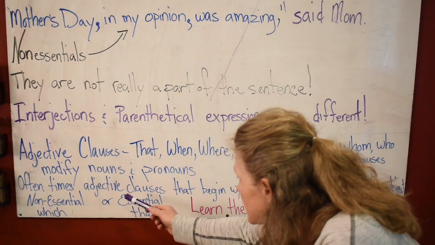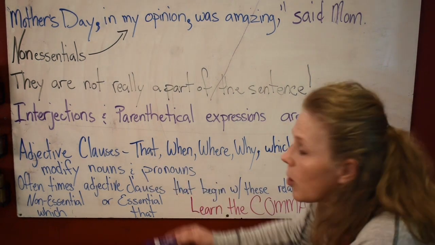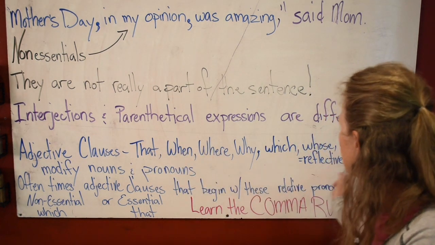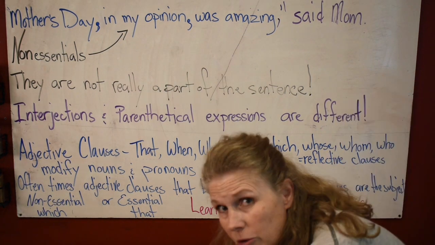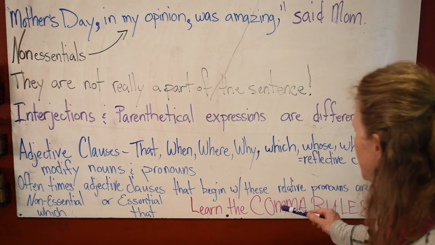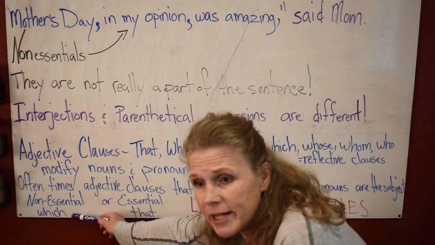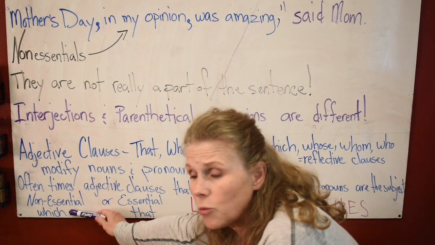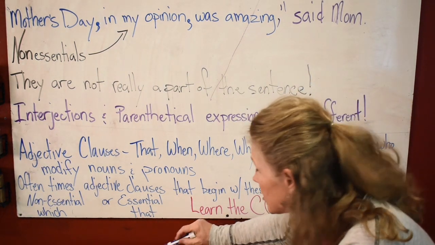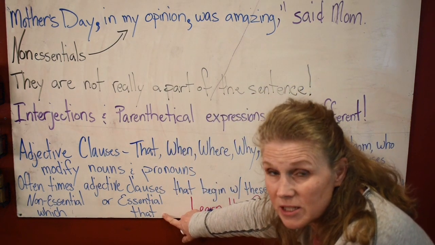But oftentimes, adjective clauses that begin with these relative pronouns are the subject. So sometimes they're the subject, sometimes they're not the subject. So just know that. When you're getting confused, what is that? We did a whole lesson over this, but I'm just throwing it in to help you remember. Non-essentials, if you're putting a sentence in that is a non-essential, it's an adjective clause that starts with which. Remember, those take commas. Essentials, that start with the word that, they don't take commas. Which takes commas, that does not take commas.